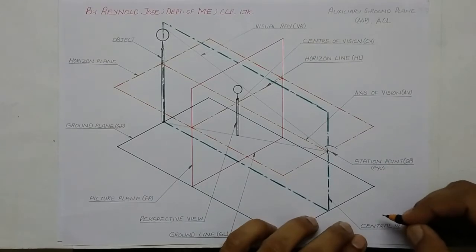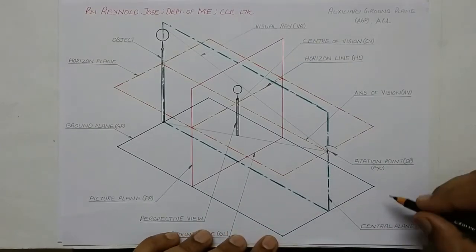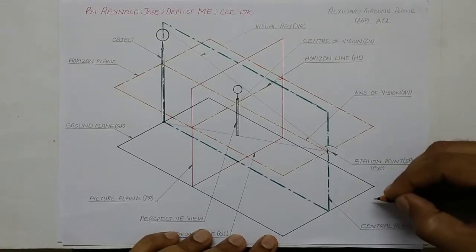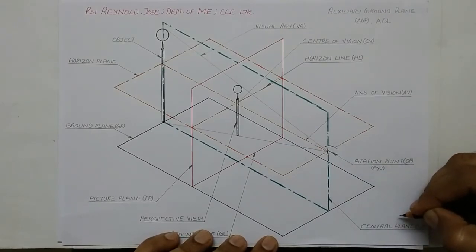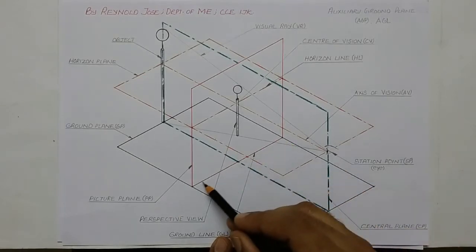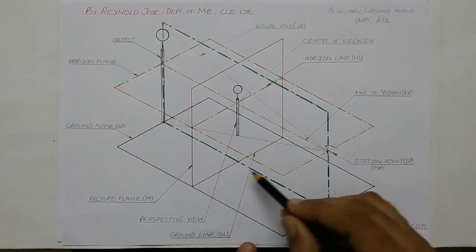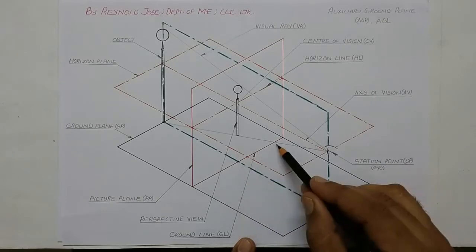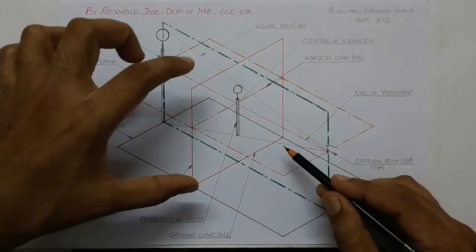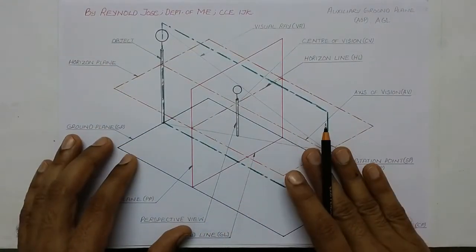So if you are observing from the front, consider that this is the front view direction. If you are observing from the front, you will be able to see this line, which is known as the ground line. So what is the ground line? The ground line is the line of intersection of the picture plane with the ground plane.